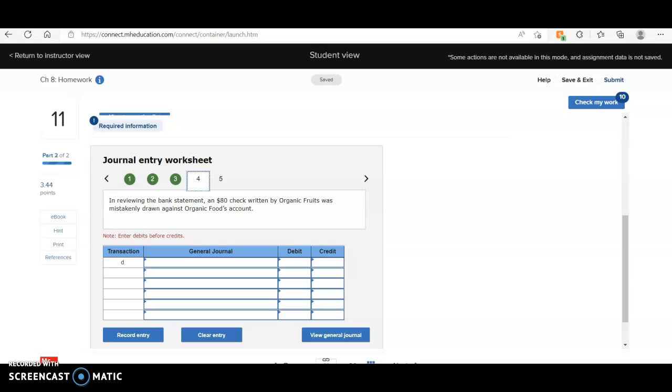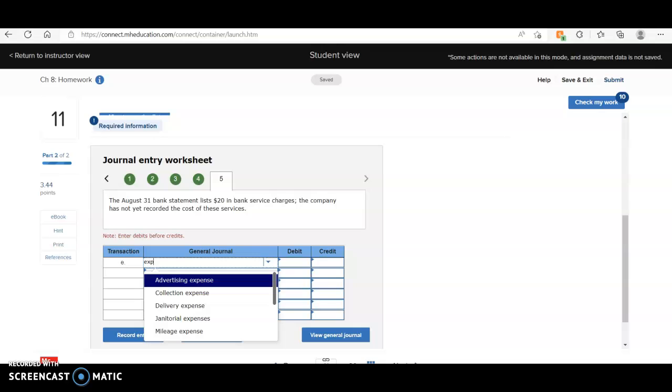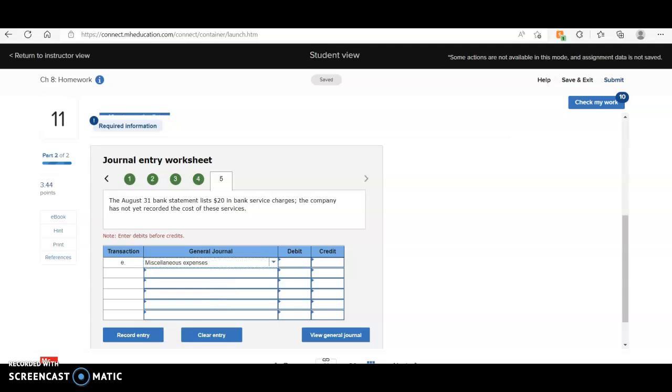The next one, this is a bank side. Remember, it was a bank error. So that means we would have no entry required because we only adjust for the book side. So now we have a charge. So we're going to look for expenses. And I believe we're going to use miscellaneous expenses. And then again, we're going to be crediting cash. And that was for $20.